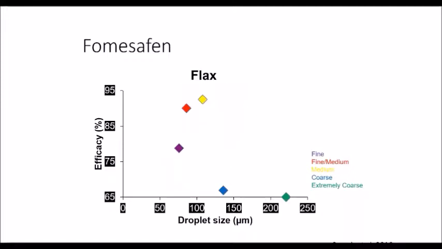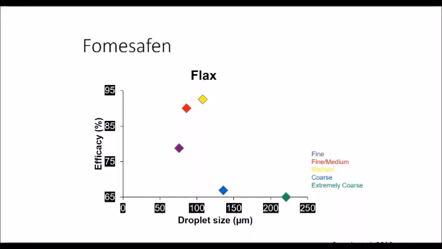When we look at that, here's the first one that we've looked at a different plant with the same herbicide. This is now fomesafen on flax. You can see when we go from that medium to coarse, we get almost a 30% drop off. For those of you online that know or have worked with flax, you know that it's a very upright plant.